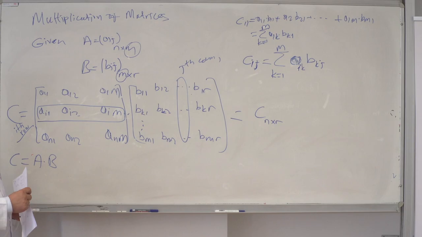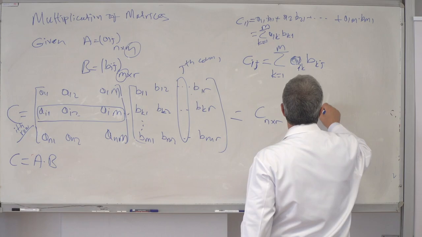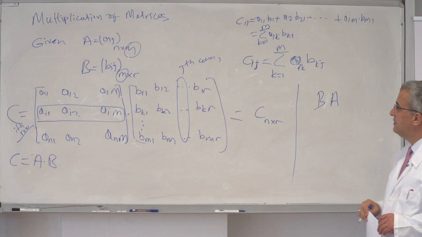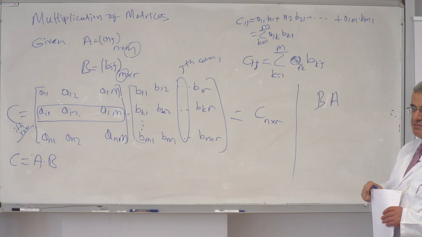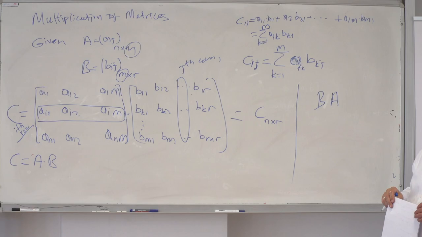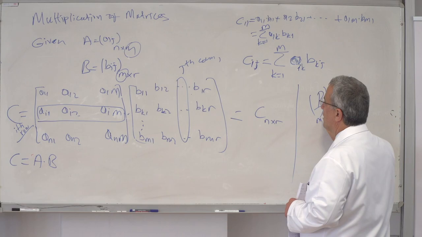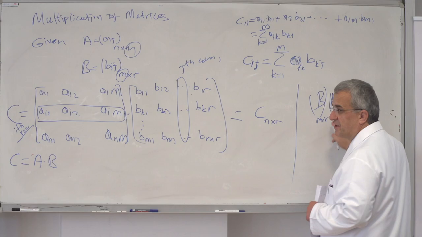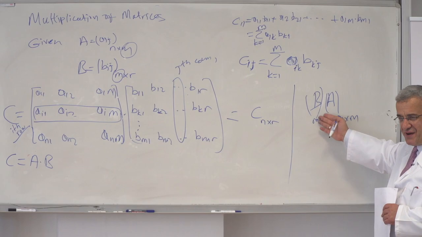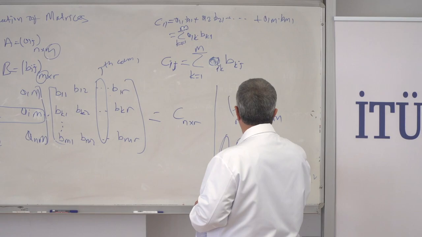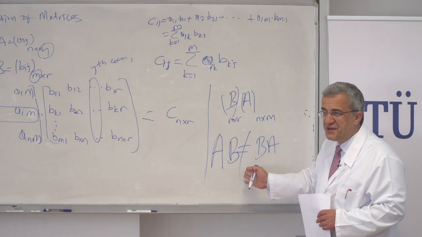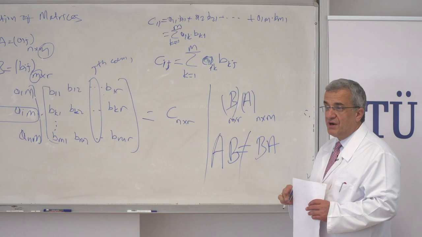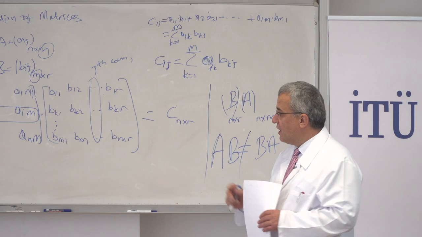So how about if I were to multiply B and A? If I have A times B, would I always have B times A? No, right? You wouldn't be able to. For example, in this case, B is M by R and A is N by M. Can you multiply these? The multiplication is not even defined for them. So you do not have AB equal to BA. Of course, in some cases it will be equal, but one of them or both of them might not even be defined because of the dimensions. So you have to have appropriate dimensions to be able to multiply two matrices.